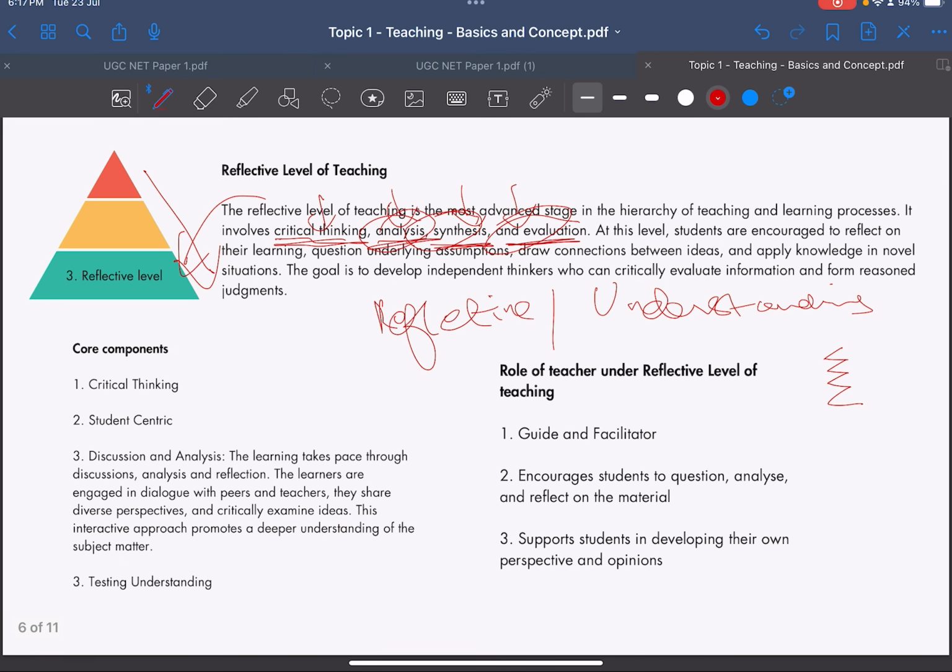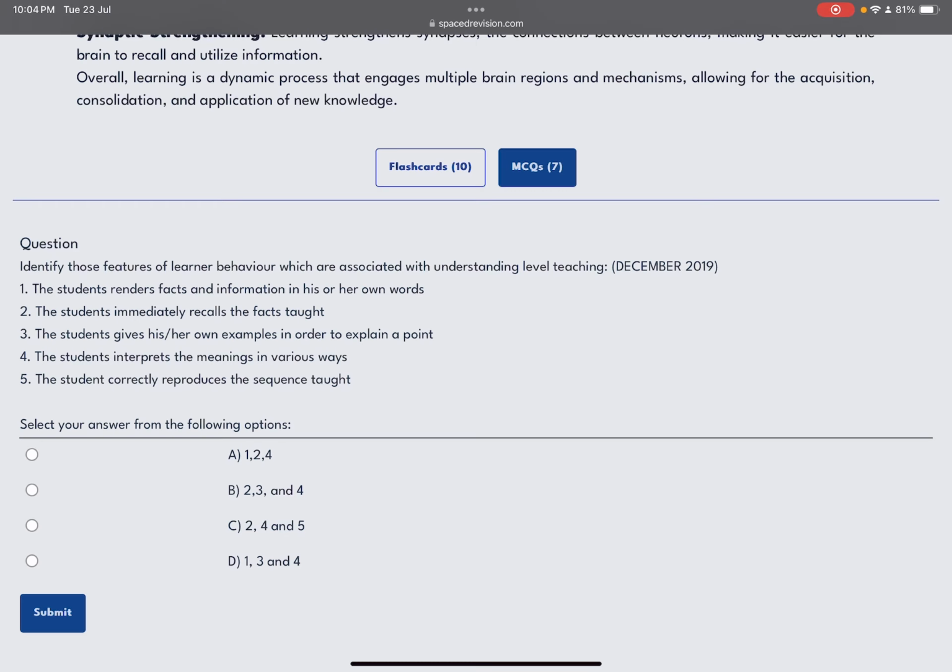Okay, so, the core component under reflective level of teaching is critical thinking. It's completely student centric, and the role of a teacher is just a guide and a facilitator. All right, now let's try to solve some of the questions that had appeared in past years' papers for the teaching pyramid. I'm reading the question. You can try to answer as well, and we'll see whether we are correct or not.